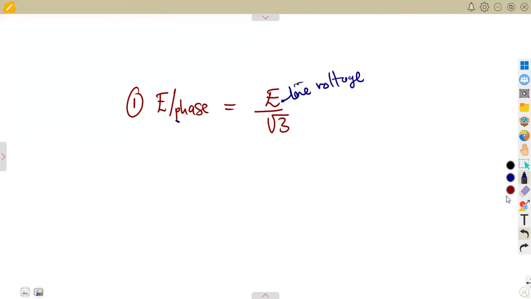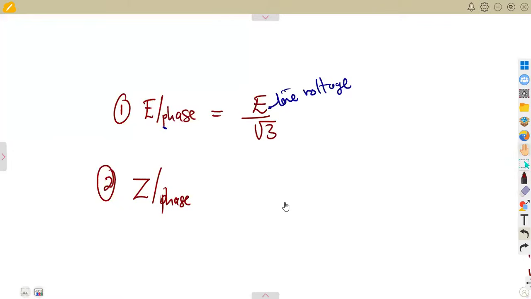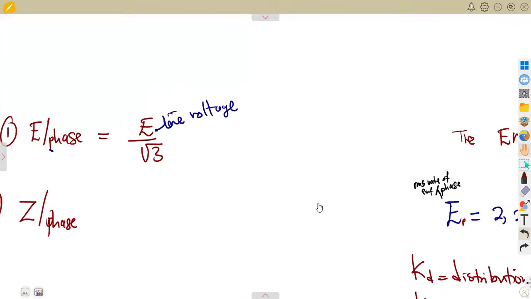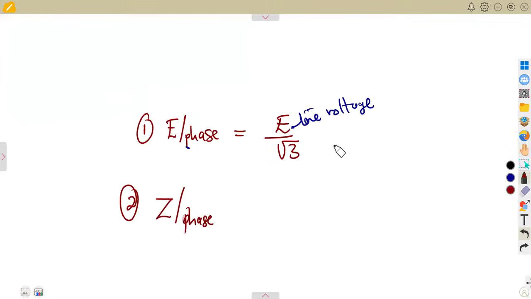This is the idea of the star connection. The same, we are going to need the impedance per phase according to this part. This Z that we have, it's per phase. So let's even write it as ZP, EP like this, which is taken as the phase voltage, the phase impedance. So for the phase impedance, it's going to be the total number of conductors over 3. You divide by 3.